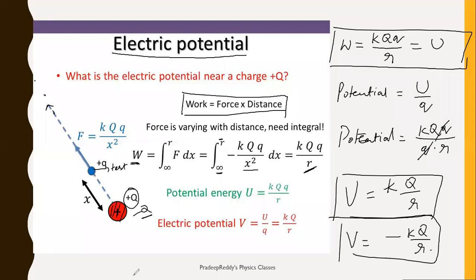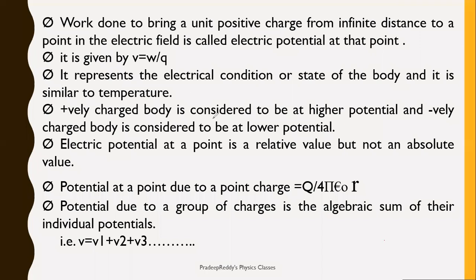Clear? So these are the equations which we have learned in this particular slide. We have got two equations, one for electric potential and the other for electric potential energy. Look here, some points regarding electric potential. This we have already discussed. First one, the definition of electric potential. Second one, electric potential formula. It is V is equal to W by Q. Remember that it is a scalar quantity.